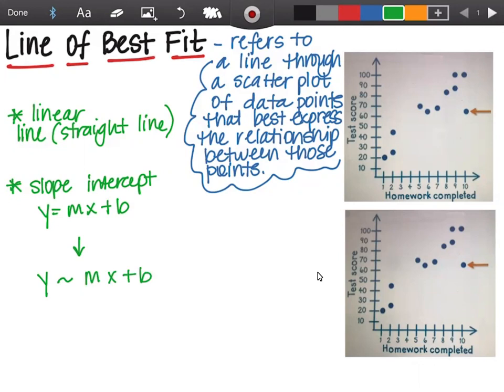So let's go ahead and sketch. I'm going to sketch two different lines. One will be the line of best fit and one will not be. All right.